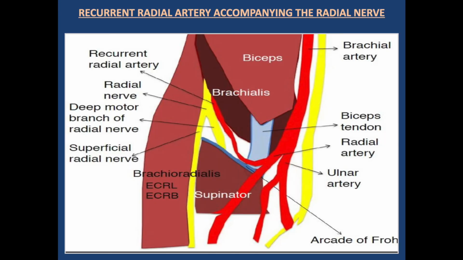This is a diagram showing the recurrent radial artery accompanying the radial nerve. I am highlighting the radial artery in this diagram, which is accompanying the radial nerve. So we should take care to avoid puncture of this vessel when doing this block. This is the reason we prefer lower humeral block, where there is no big artery accompanying the nerve.